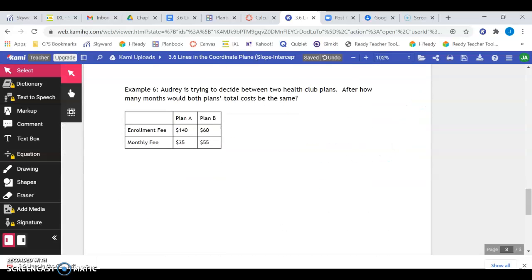All right, example 6, our last example here, says that Audrey is trying to decide between two health club plans. After how many months will both plans' total costs be the same? So, in other words, when will they be equal? But they don't give us equations for each plan, they give us the prices.